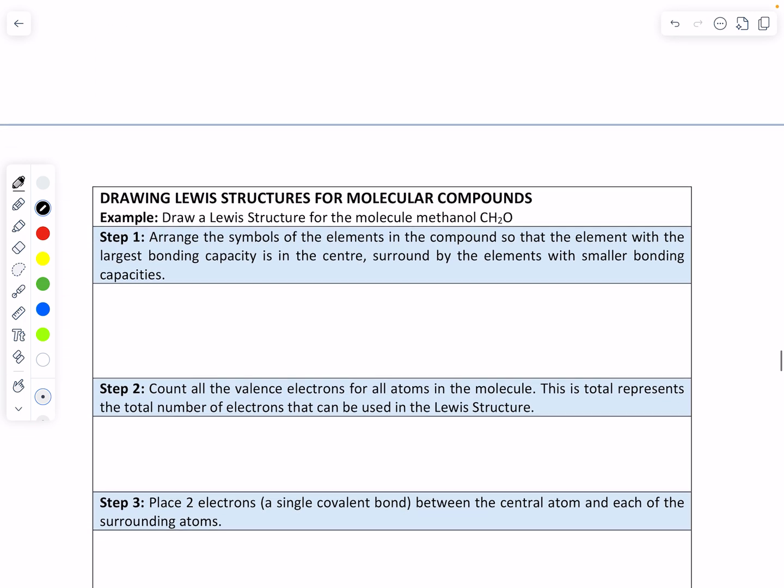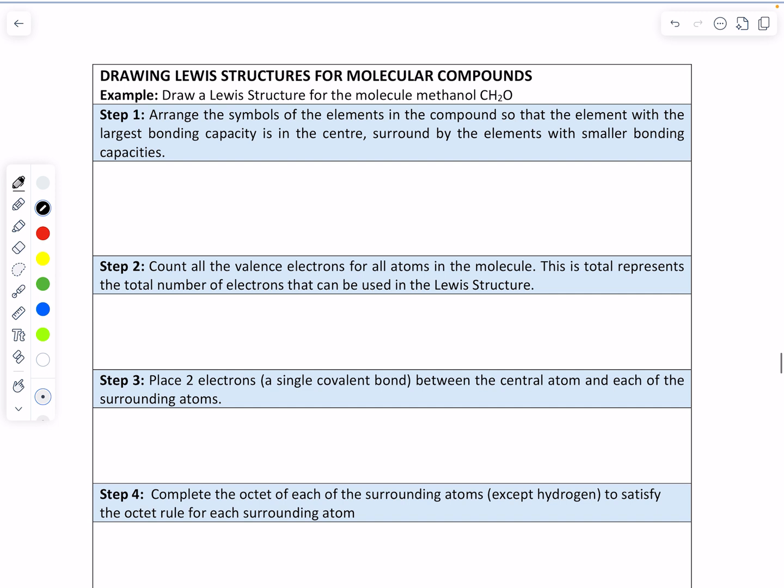Let's learn how to draw Lewis structures for molecular compounds. We're going to, in our first example, draw a Lewis structure for the molecule methanol, CH2O. Step 1. Arrange the symbols of the elements in the compound so that the element with the largest bonding capacity is in the center, surrounded by the elements with smaller bonding capacities.